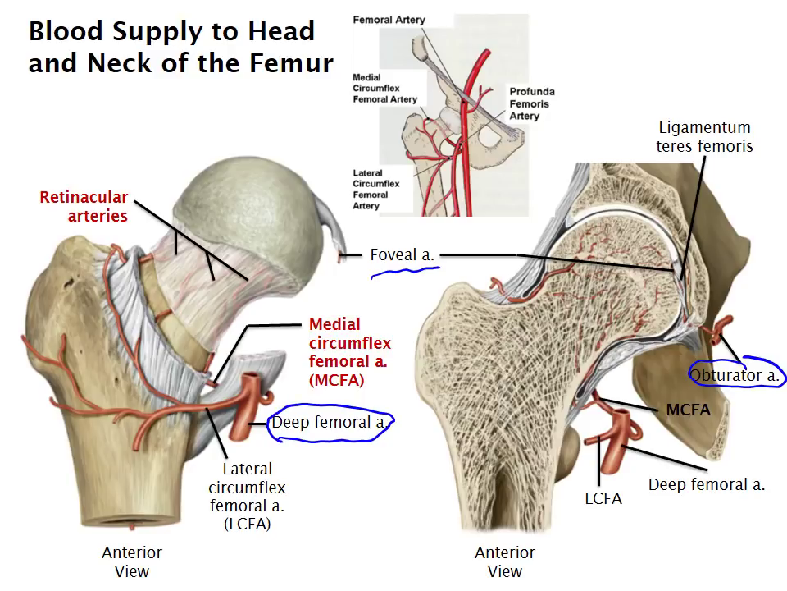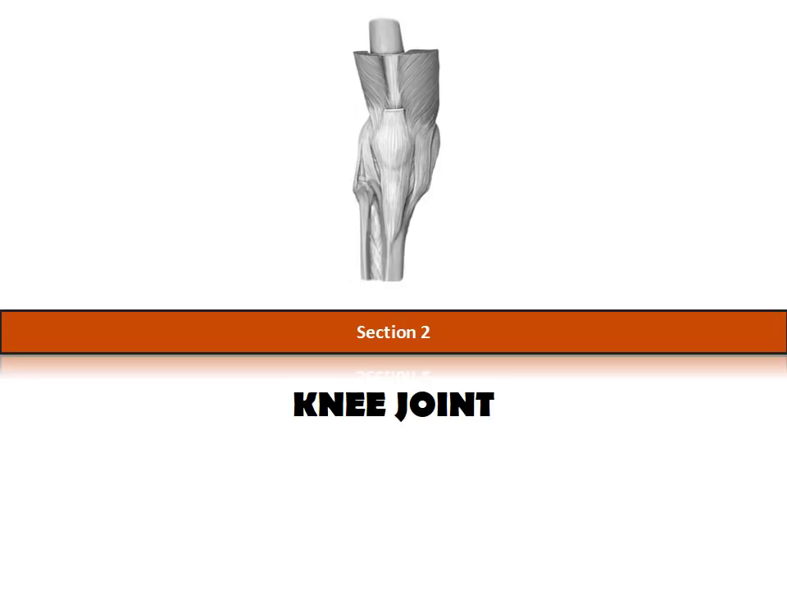Soon after this takeoff, the medial and lateral femoral circumflex arteries exit off of the deep femoral and wrap around the distal femoral neck. These arteries give off retinacular arteries that are the primary supply for the head and neck of the femur. The largest contributor of the blood comes from the medial circumflex femoral artery. Now let's move distally to the knee joint.